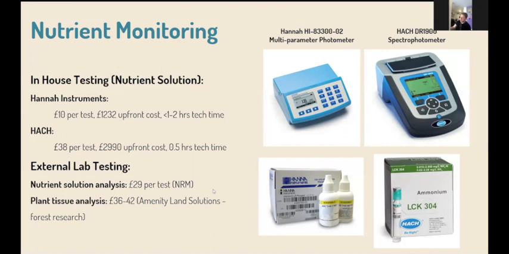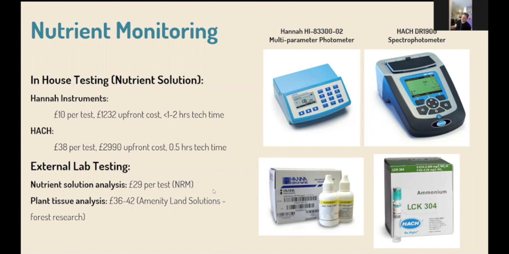Whereas for the HANA reagents one, if you look at the bottom left photo, you just get bulk bottles of reagents. You mix everything yourself, and that's why it takes a little bit longer. If you want to use an external lab and not waste any time doing it, for nutrient solution analysis the cheapest I found is around £30 from Natural Resource Management in York. Depending on how many samples you want and what you want to test, it may be cheaper for you.